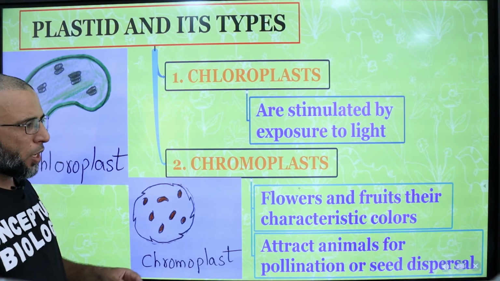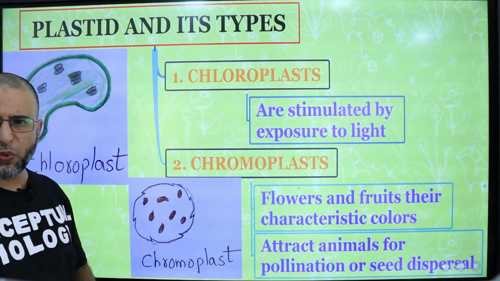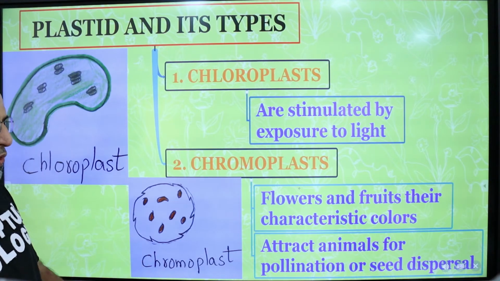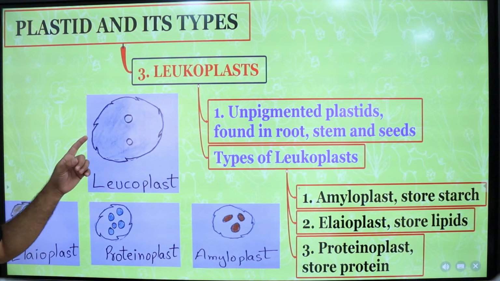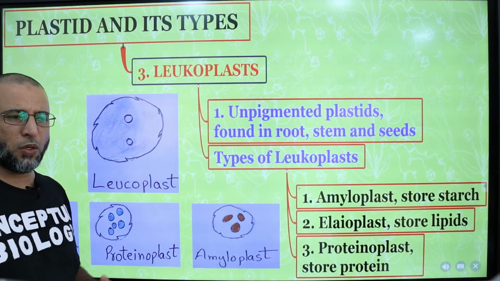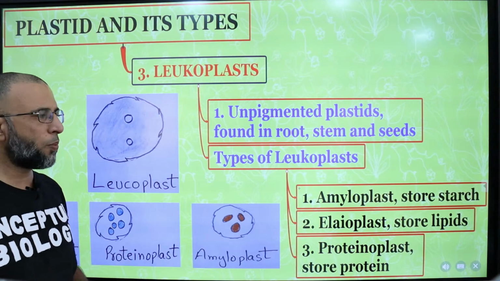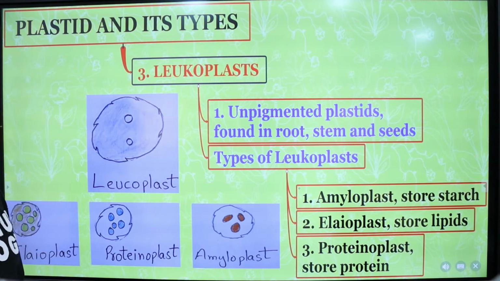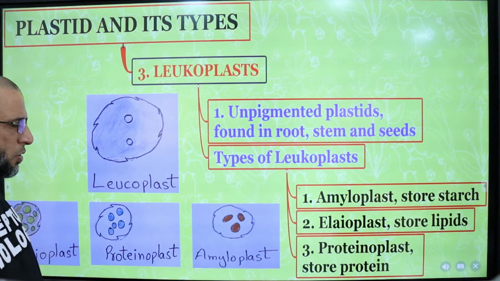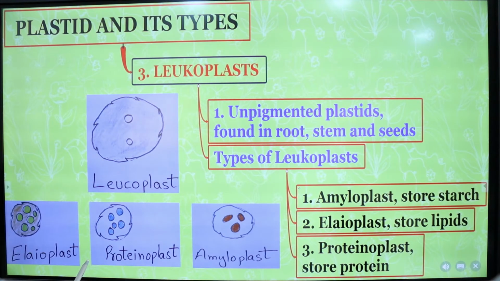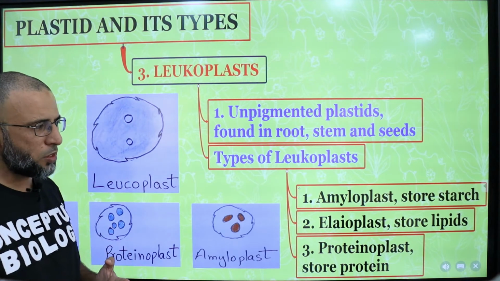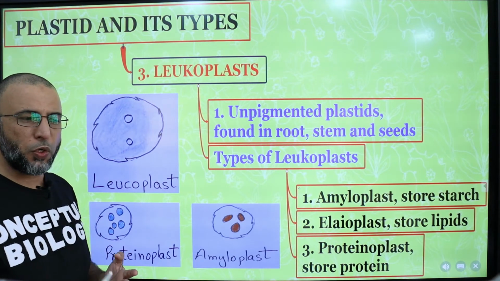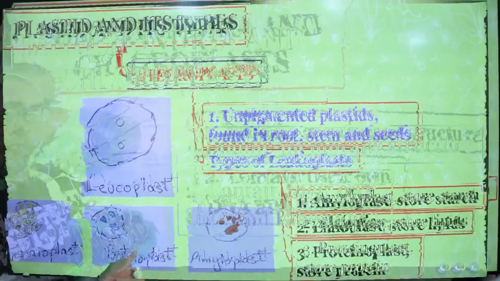Chloroplasts contain green pigment, that is chlorophyll, and chromoplasts contain different pigments other than chlorophyll. Chromoplasts are present in flowers and fruits, and they attract insects for the process of pollination. Leucoplasts are colorless plastids, present in root, stem and seeds. Leucoplasts are further divided into three types: elaioplast, proteinoplast and amyloplast. Amyloplasts store starch, elaioplasts store lipids, and proteinoplasts store proteins.